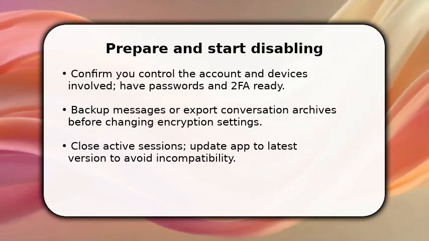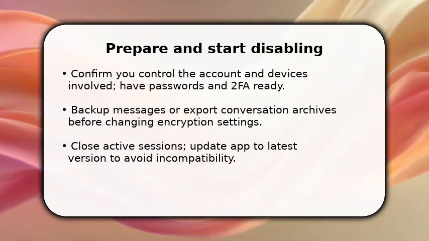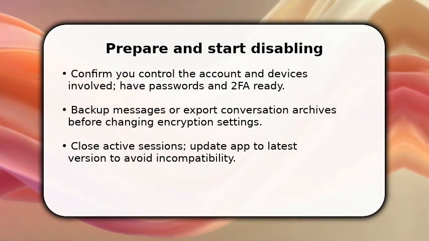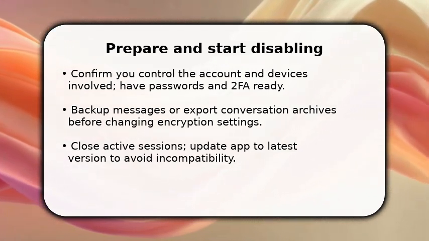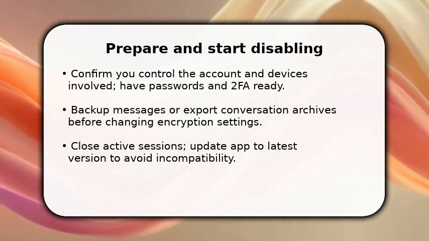You begin by proving control. Sign into the account on the primary device and verify two-factor authentication. You also export or backup conversations so nothing is lost. This is crucial because disabling encryption can change stored data access.